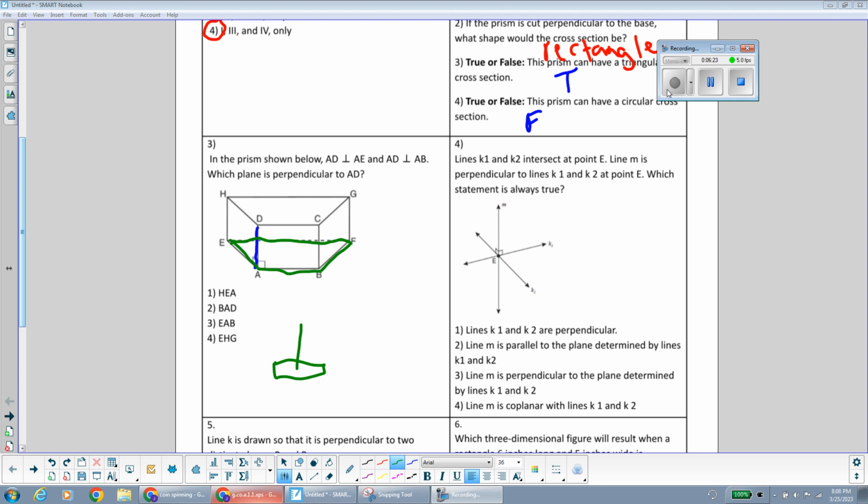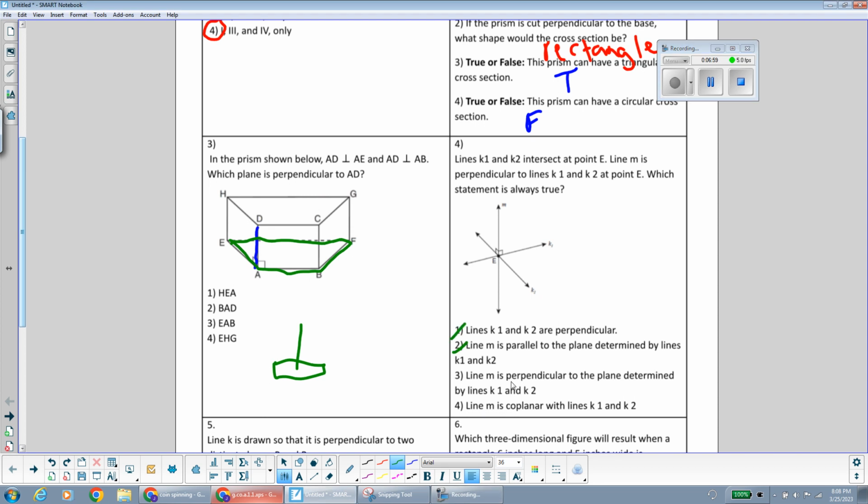It says in choice 2, line M is parallel to the plane determined by lines K1 and K2. Well, if line M is perpendicular to K1 and K2, then it intersects K1 and K2. Perpendicular means that they intersect to form right angles. So line M intersects K1 and K2. It's perpendicular to it, so it would also intersect the plane made by those lines. It's not possible to be parallel to the plane made by the lines that it's intersecting. So that choice is out as well.